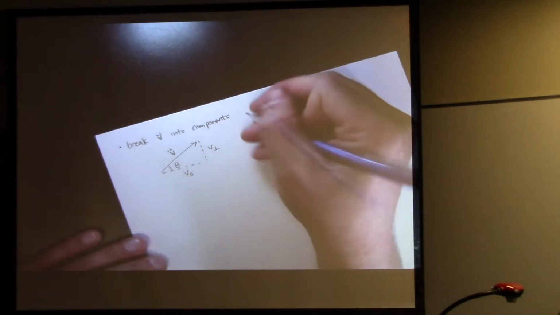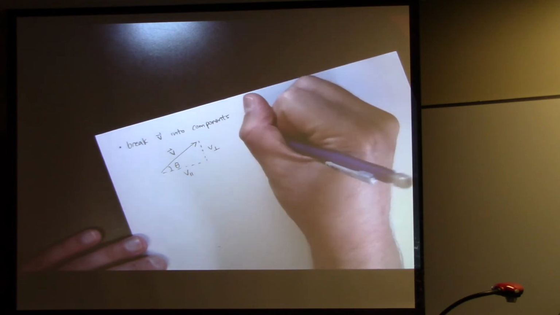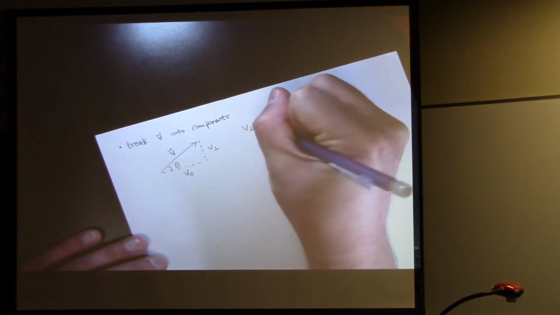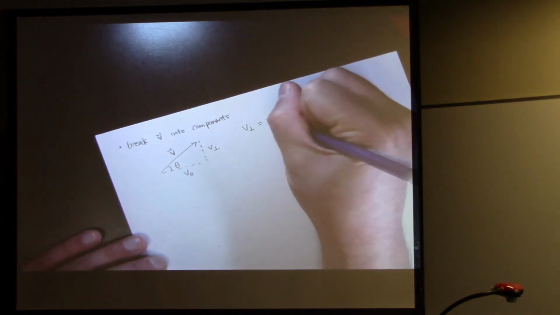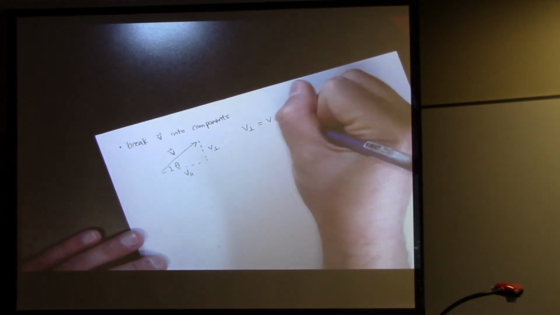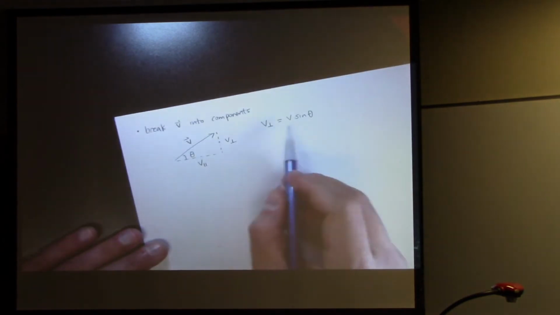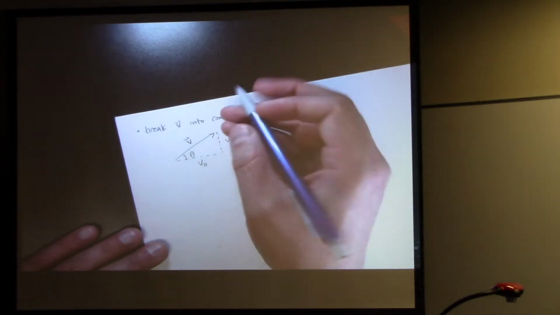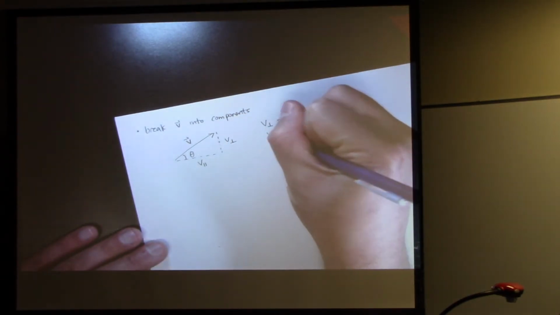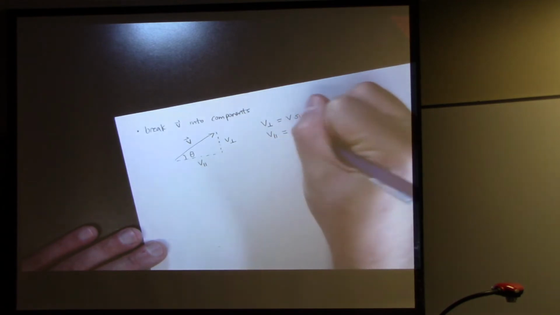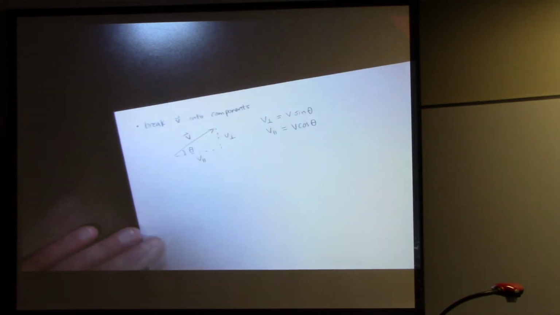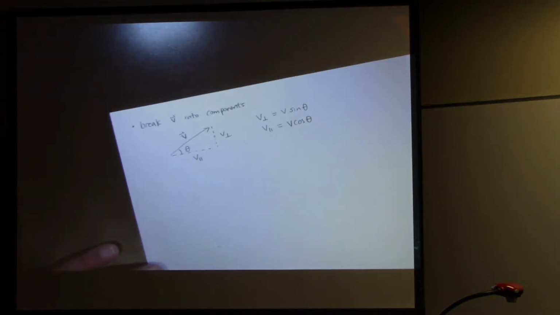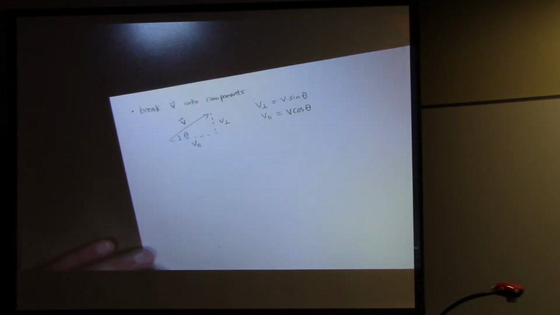So let's work it out. How do I get, let's say, V perpendicular? Well, that would just be the speed times sine of the angle, because V perpendicular is the opposite side in this right triangle. Okay, and then V parallel would be V times cosine of the same exact angle. Okay, so now we're gonna grab that whenever we need it.